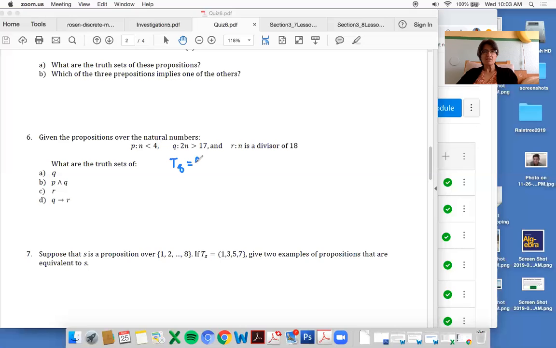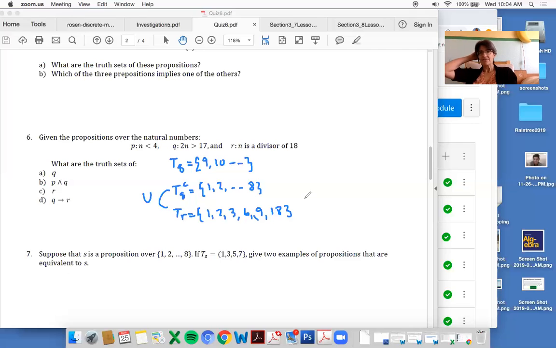So the first set was 9, 10, and so on. The complement was going up to 8. Oh yeah, 18 was part of R. The true set of R is 1, 2, 3, 6, 9, and 18. So when I do the union of these, the 9 comes from here, not from here. When I do the union, I'm including everything in here and in here, so it's going to go up to 8 and then also the 9 and the 18. Okay, cool.